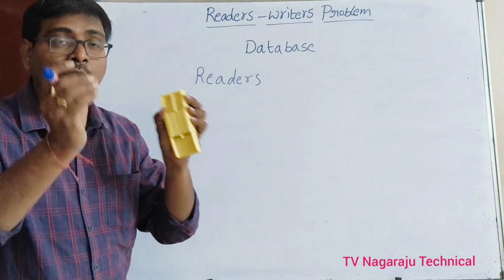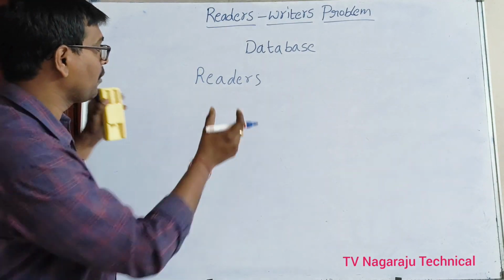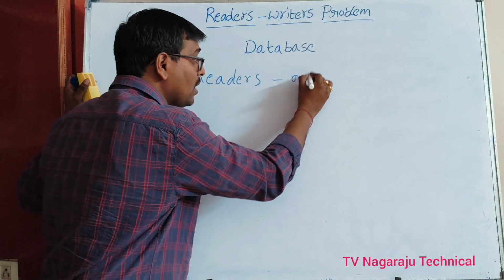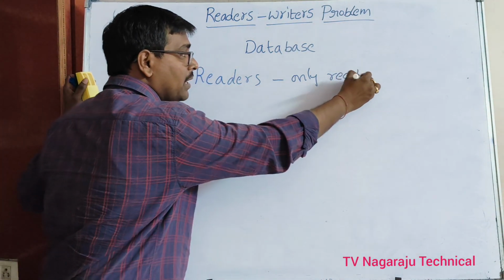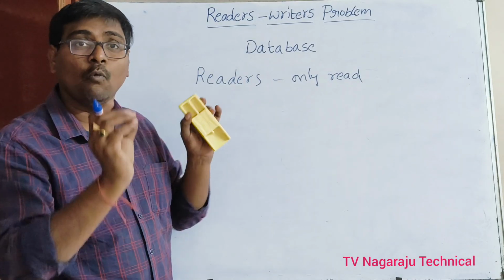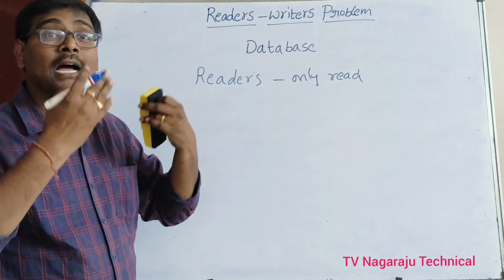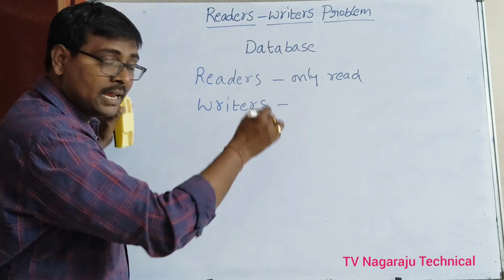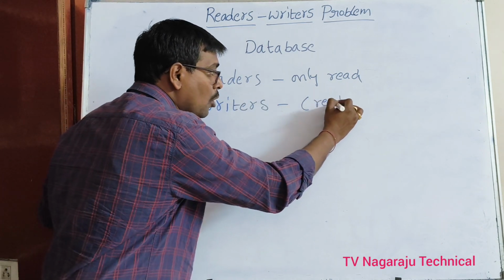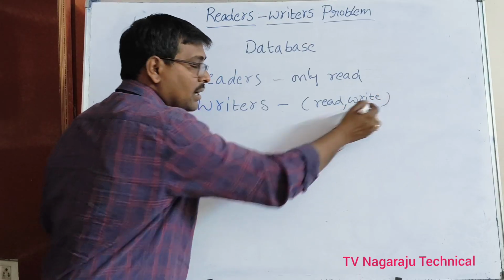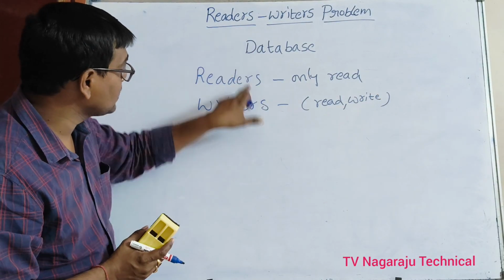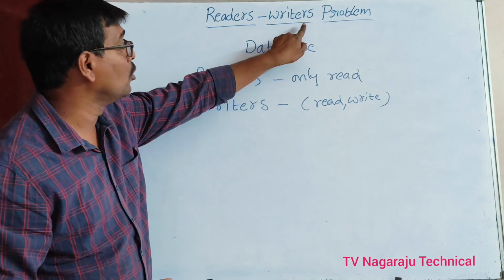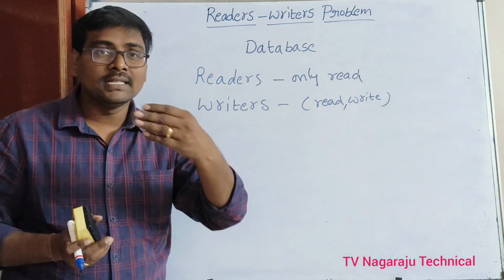Those who want to read the data from the database are generally called readers. They can only perform read operations. Suppose someone wants to write the data, that is update the data, they are generally called writers. They can perform both read and write operations. Clear? These are called readers, and the persons who can update the data on the shared resource are called writers.